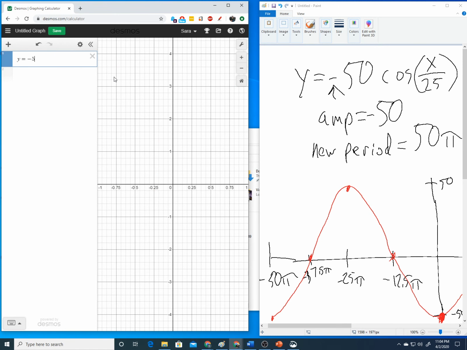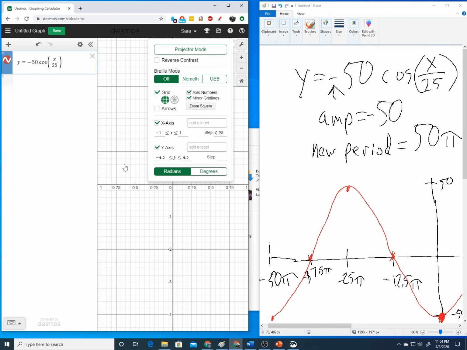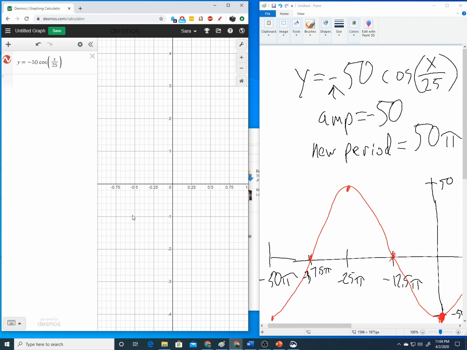Okay, so I come over here, I'm going to change my equation. I had negative 50 cosine of x divided by 25. And I need to change my window, because notice here, my graph, there's nothing there. It's just because right now it's zoomed in to like right here. I need to change my window so that it matches my whole graph.